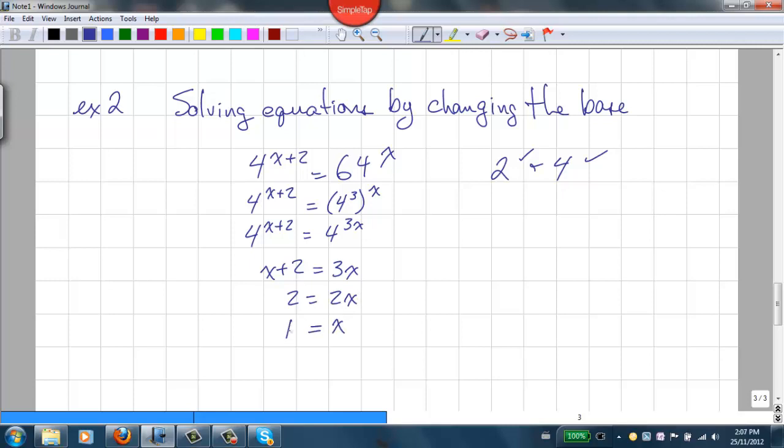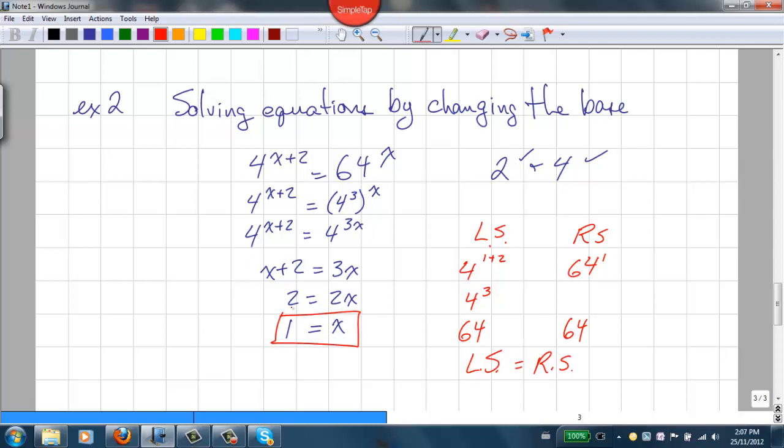Now, we can check our solutions by substituting into the left and right sides of the equation just to make sure that they're equal. So if we look at the left side, we can say that 4 to the 1 plus 2 is 4 to the power of 3, which we know is 64. On the right-hand side, we can say that 64 to the 1, well, that's also 64. So it must be true that the left side is equal to the right side, and that x is equal to 1 is our solution.